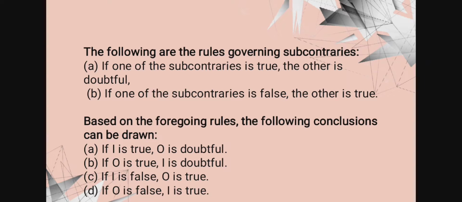Letter B, if one of the subcontraries is false, the other is true. Based on the foregoing rules, the following conclusions can be drawn. Letter A, if I is true, O is doubtful. It means it's either true or false. Letter B, if O is true, I is doubtful. It's either again true or false. Letter C, if I is false, O is true. Letter D, if O is false, I is true.